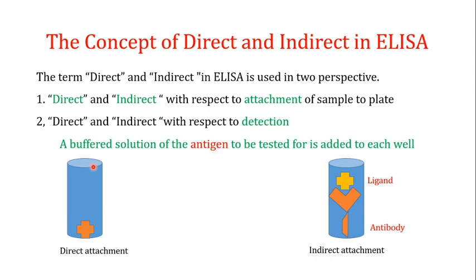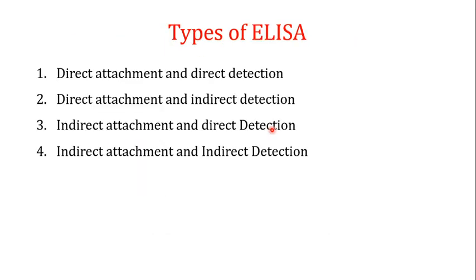Then I gave you the concept of direct and indirect in the context of ELISA, and I told you that in ELISA you can use the terms direct and indirect with respect to the attachment, and you can use them with respect to the detection as well.